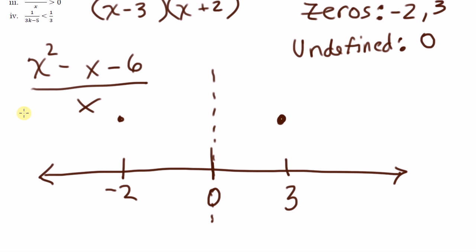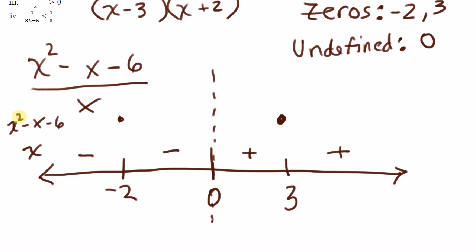Alright, so now x squared minus x minus 6. And on the bottom we have x. So let's just go ahead and fill in the x. So really, if this is negative, and then these are still negative, and then this is going to be positive, and these are all positive.